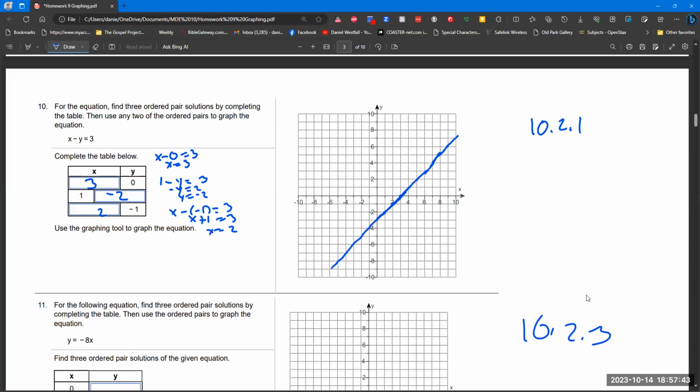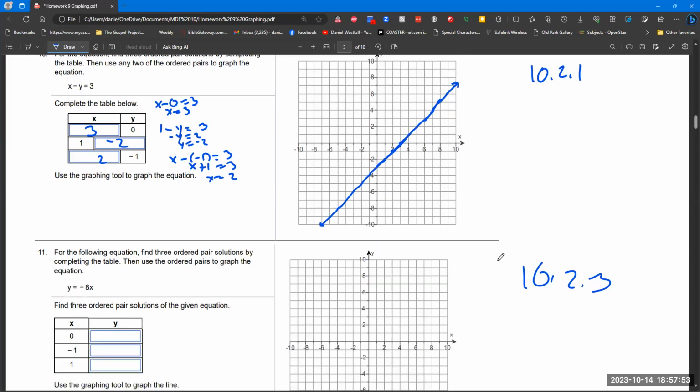MyMathLab is actually going to do the graphing for you if you use the tool there, but I wanted to graph on the graph paper by hand just to show you how to do that, and make sure that you show these ordered pairs that you found nice and big here. Any 2 of those 3 points would have determined the line, because geometry tells us that 2 points determine a line.